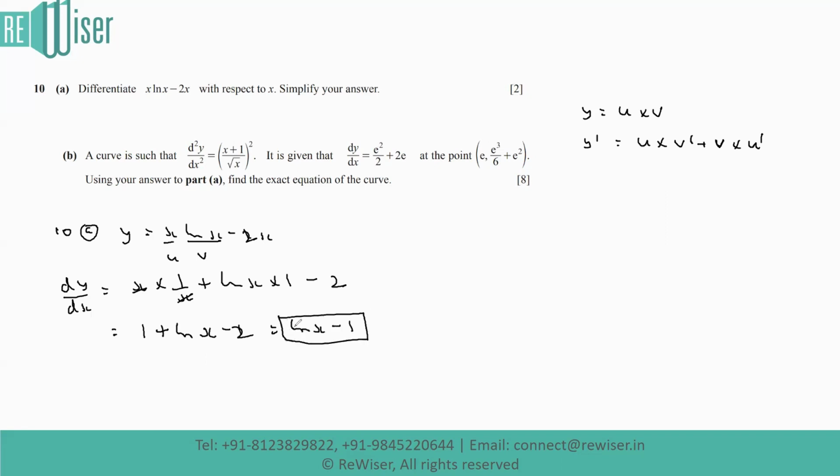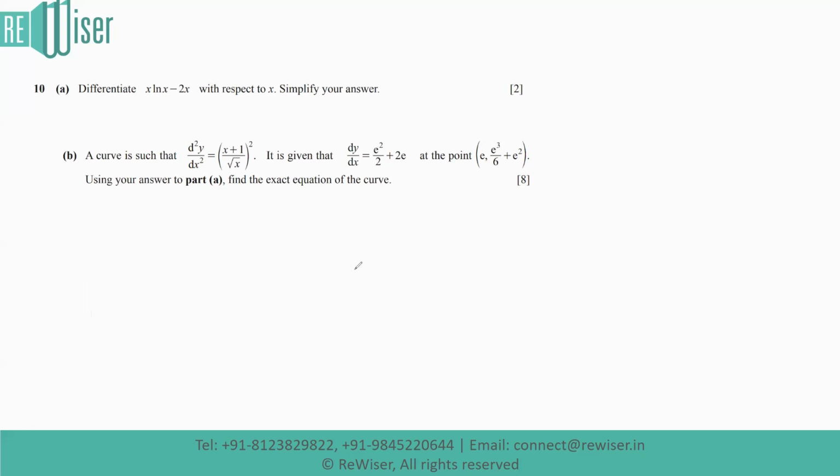So that's the final answer for part 10A, and according to the mark scheme, if you get it correct, you get 2 marks for writing the final answer. Now moving on to part B of the question, they have clearly said that d2y by dx2 is equal to (x plus 1) whole squared, and it's given that dy by dx equals e squared by 2 plus 2e at these points for x and y. So using our answer in part A, we have to find the exact equation of the curve.